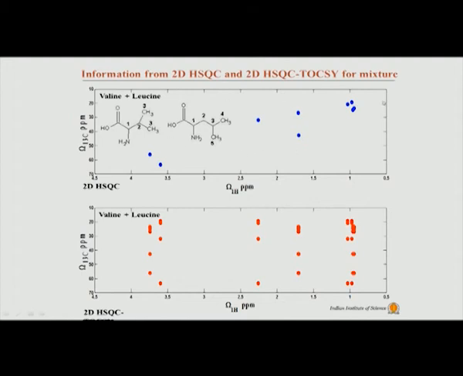Now, on the top portion what you are seeing here is a 2D HSQC of the mixture. So, what do you see in a mixture? You will see all the peaks corresponding to each proton-carbon pair. This is the standard HSQC. Now, how do I figure out which peaks here correspond to which molecule? One way to do that is to run this HSQC-TOCSY. What will happen is shown in the bottom picture.